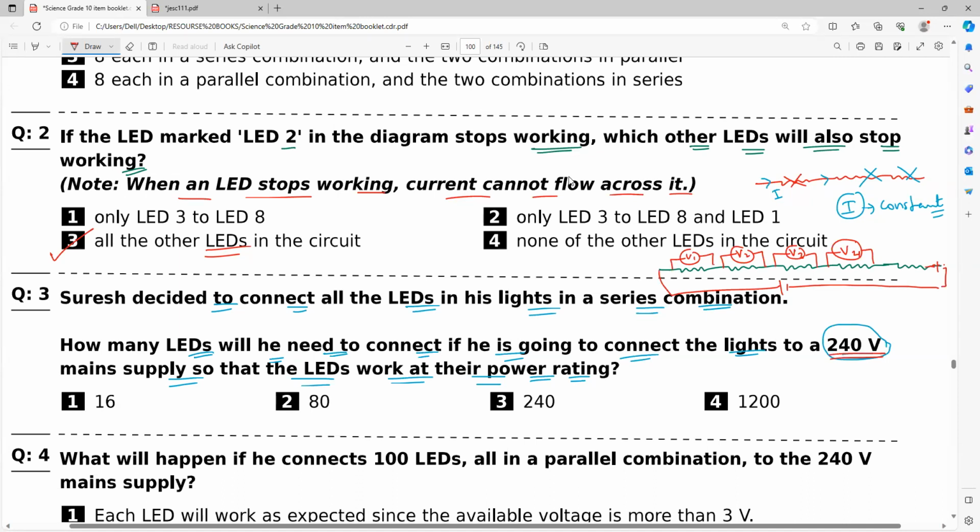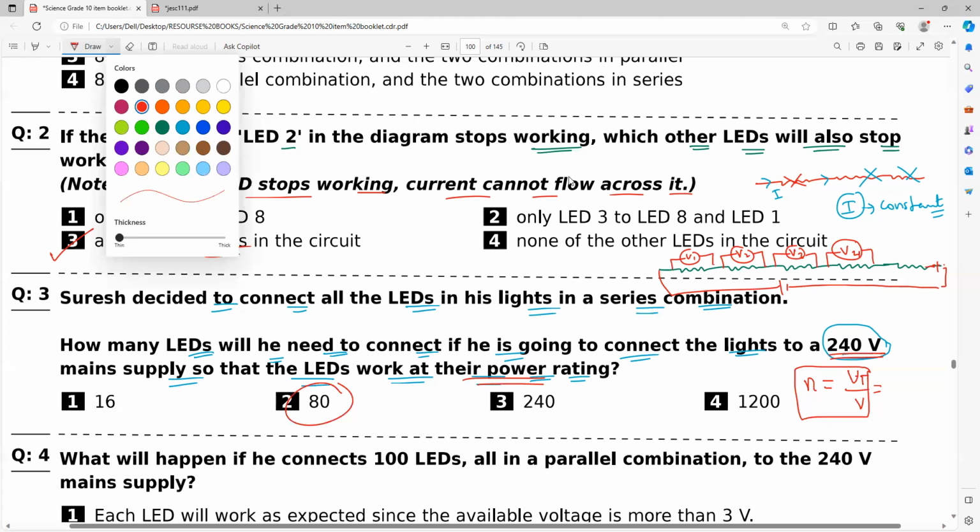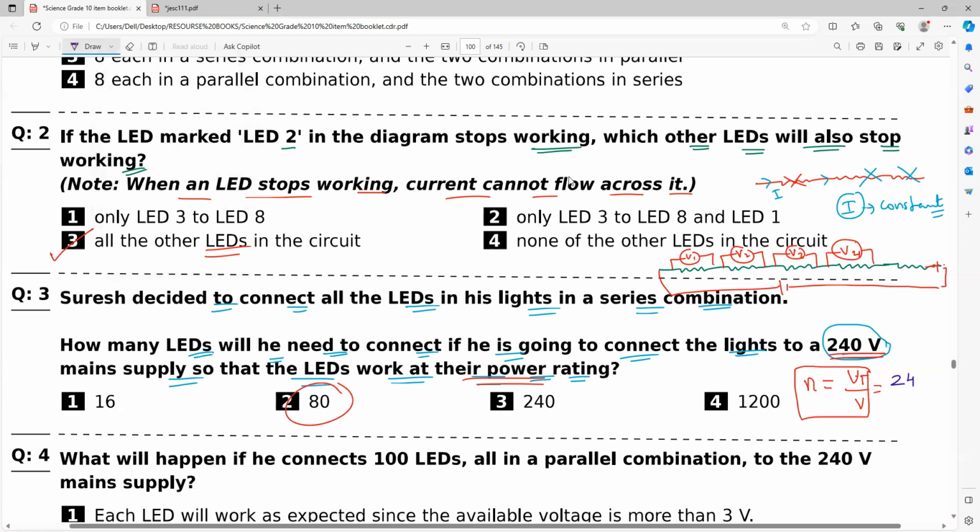Now, how many bulbs can you connect based upon their working power? That is the question. What is the expected answer? It's a very simple question. 80, sir. Yes, 80. Here, all of you please note the formula. Here also, for calculating n, the number of bulbs is equal to total voltage divided by individual voltage. So this is the formula. Maybe you are hearing it for the first time, because it does not exist anywhere. So the total voltage is 240.